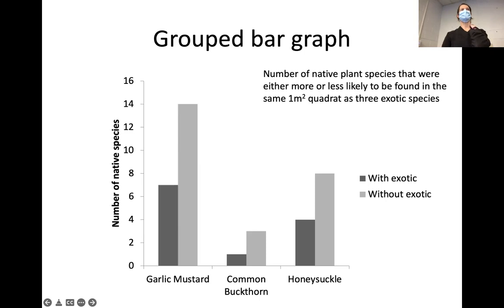So when you're making bar graphs or any kind of figure, you want to think about how it tells the story. You could separate these out into two different graphs. You could have a full graph of just the dark bars with the exotic and then a separate graph with just the gray bars. But it really helps show that comparison, that there are more native species in each of these communities where the exotic is not there yet, right? Okay, so there's many different ways to do bar graphs. We're going to start pretty simply.